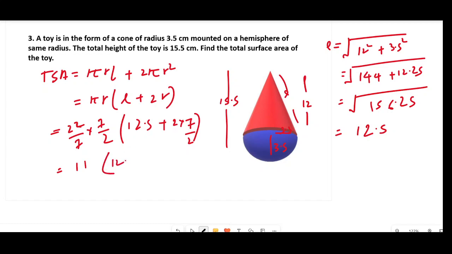Here 12.5 plus 7, 11 into 7 by 2, so 19.5. Now the value will be 214.5 centimeter square, because this is surface area, so it is 2D, so centimeter square. Now move on to the next question.